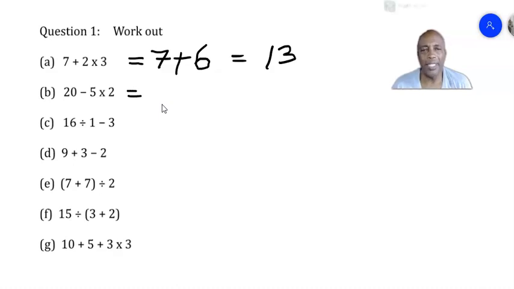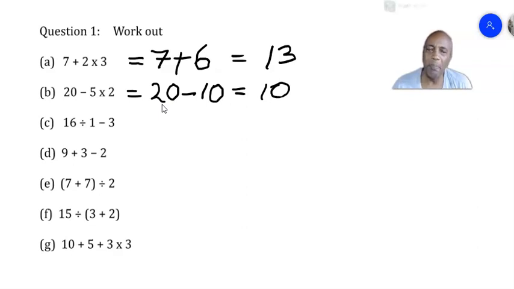The second one, 20 minus 5 times 2. Again, you multiply first. So you're going to get 20 minus, and multiply 5 times 2 to get 10, and 20 minus 10 is 10. C, we have 16 divided by 1 minus 3. We know division is done before subtraction, so that is equal to 16 divided by 1 is 16, and you take away 3, and you're going to get the answer as 13.